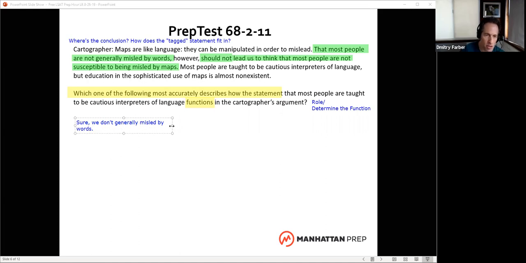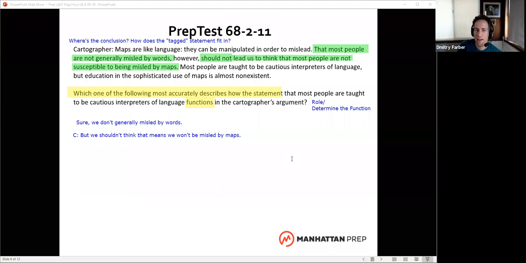And then in the conclusion, they're saying, but we shouldn't think that means we won't be misled by maps. It'd be kind of like if I said, hey, just because you did well in reading in school, don't think you'll necessarily do well in reading on the LSAT. It's harder, that kind of thing, right?